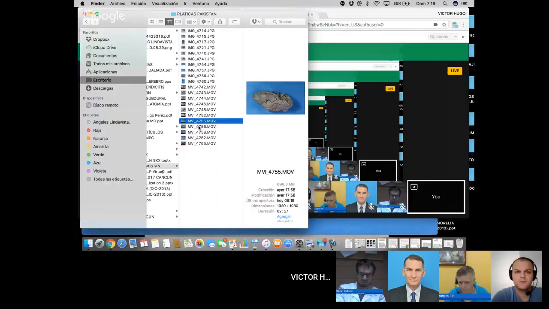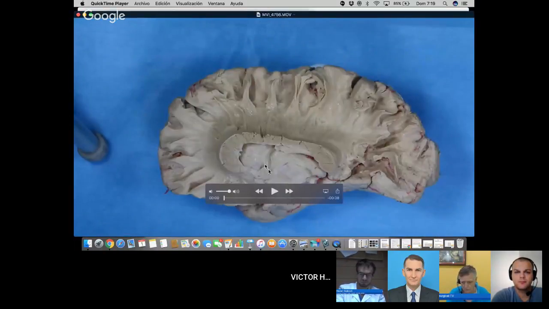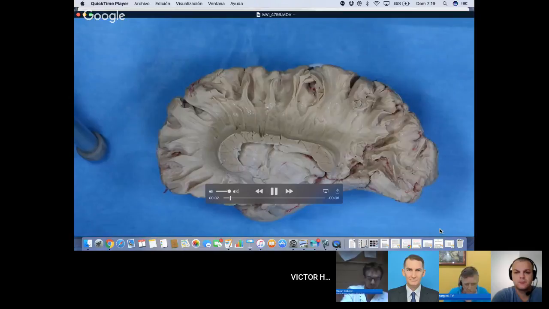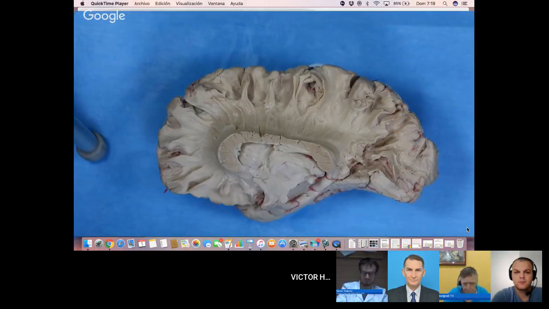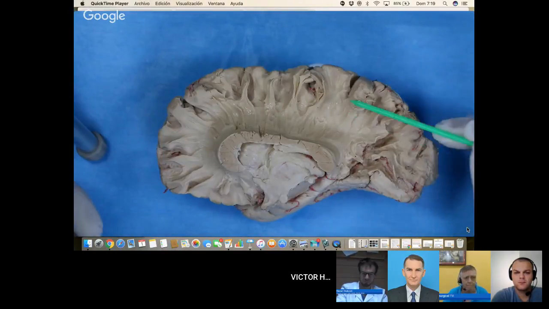Okay, another video. This is a nice view of the brain. In this brain, I have removed the gray matter in order to see the fibers, the white substance, the white matter.